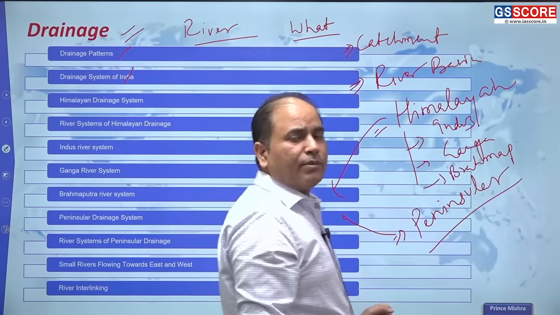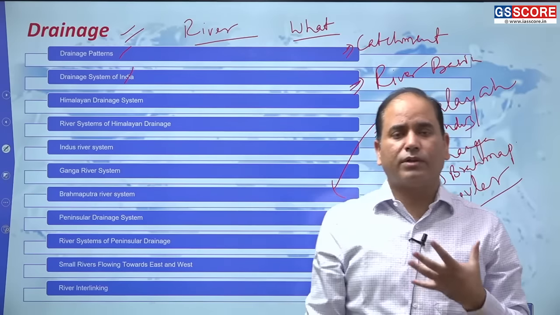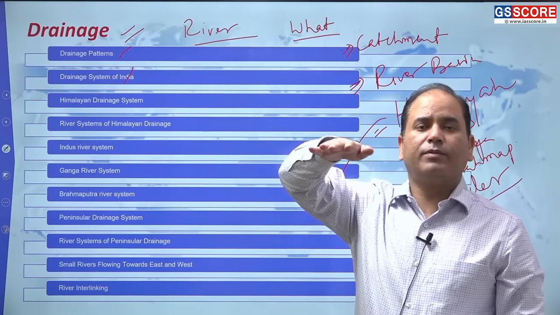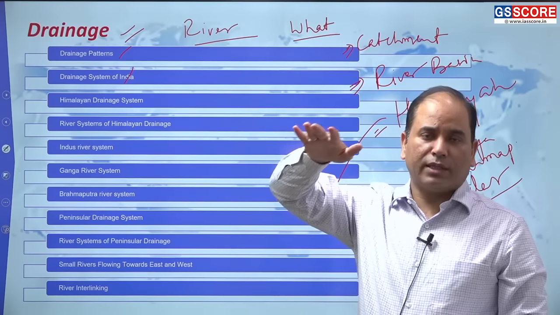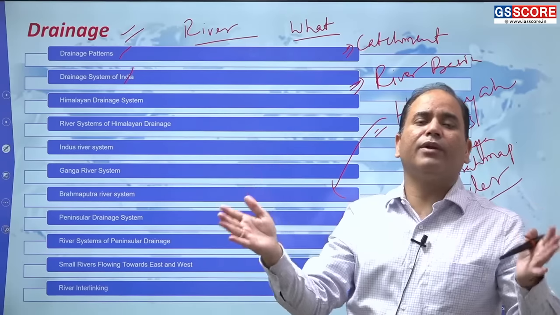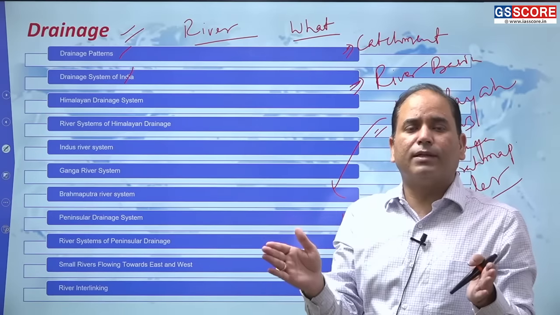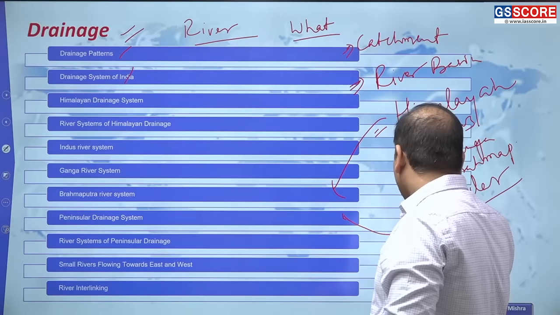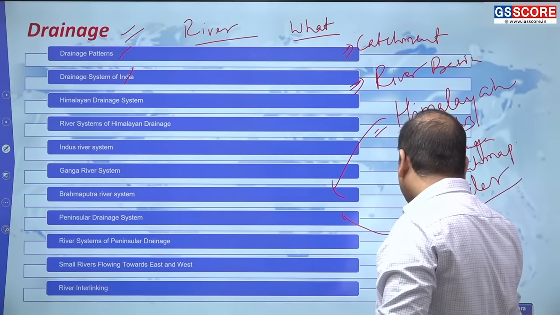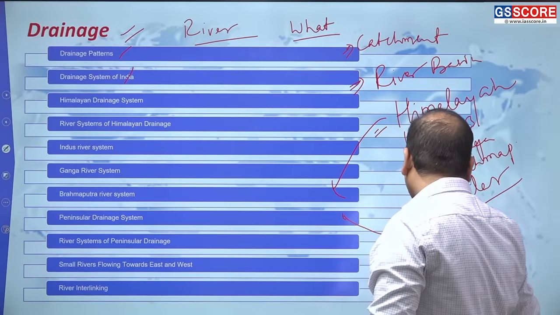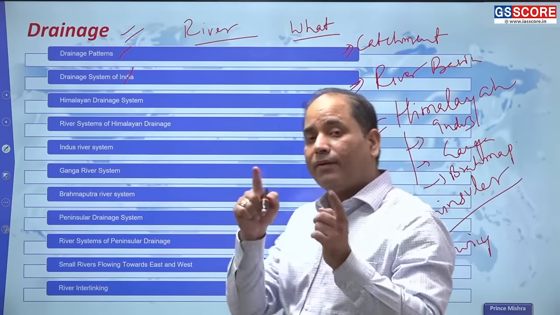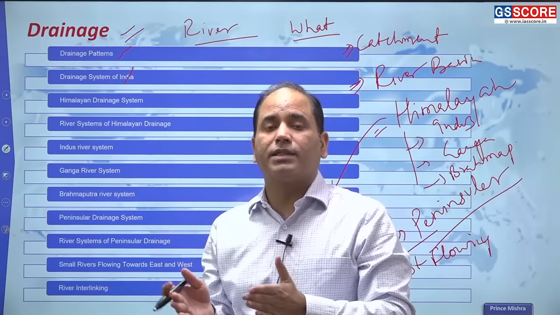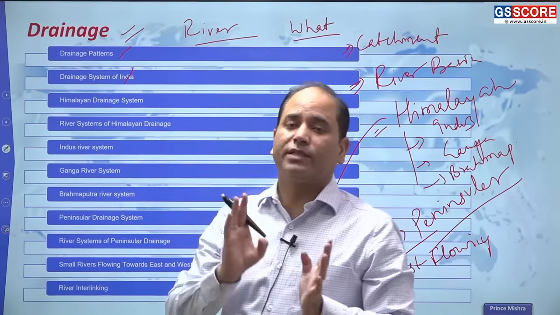Now coming to the peninsular river system. Based on the physiography of the peninsula, most of the rivers in the peninsula mainly flow in two directions. So the river system of the peninsula is divided in two major directions. One is the east flowing rivers. Most of the rivers are flowing eastward, but we also have a few rivers that are west flowing. So in the peninsula we have both east flowing and west flowing river systems.